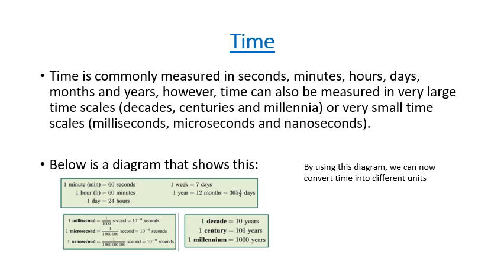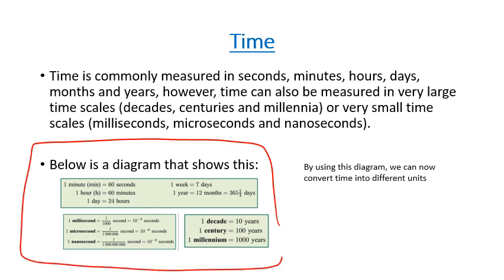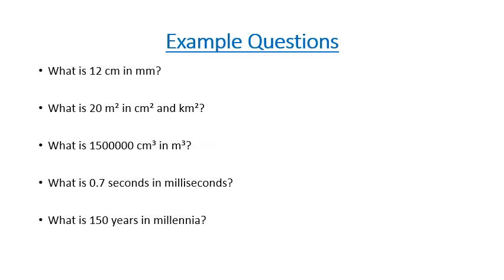Okay, the last thing I want to talk about is time. Now, time is commonly measured in seconds, minutes, hours, days, months, or years. But it can also be measured in very large timescales, so decades, centuries, or millennia, or very small timescales, so milliseconds, microseconds, and nanoseconds. And we can use the diagram that we've got down here to help us with our conversions. Okay, so let's look at some example questions.